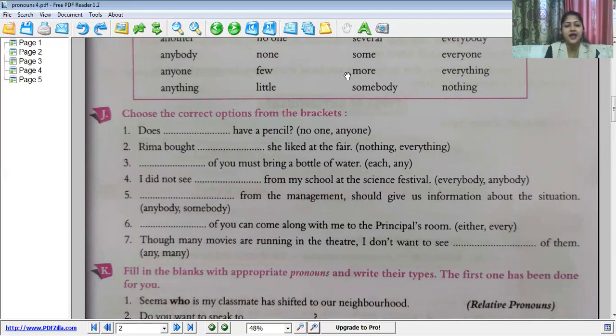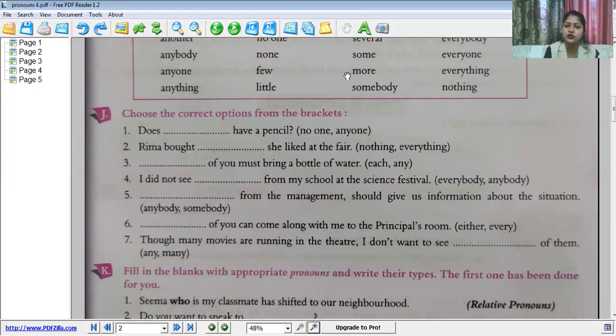Rima bought dash she liked at the fair. If she has liked something, she will buy everything she liked at the fair. But nothing she liked at the fair will be wrong. Okay. Dash of you must bring a bottle of water. Any of you must bring, or each of you? Tell me, children. You have guessed it right. Each of you must bring a bottle of water.